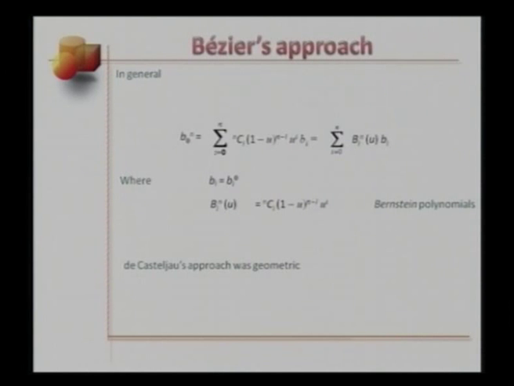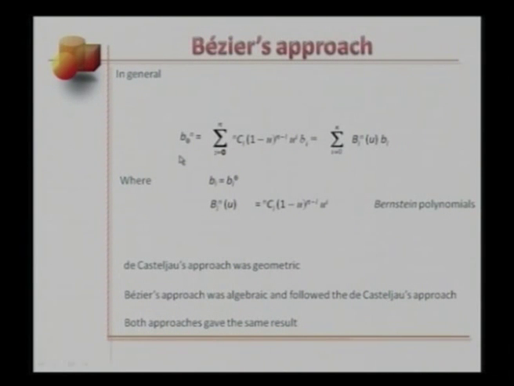As I said before, de Casteljau's approach was geometric, while Bezier's approach was algebraic, and it followed de Casteljau's approach. It is interesting to note that both the approaches gave the same result.